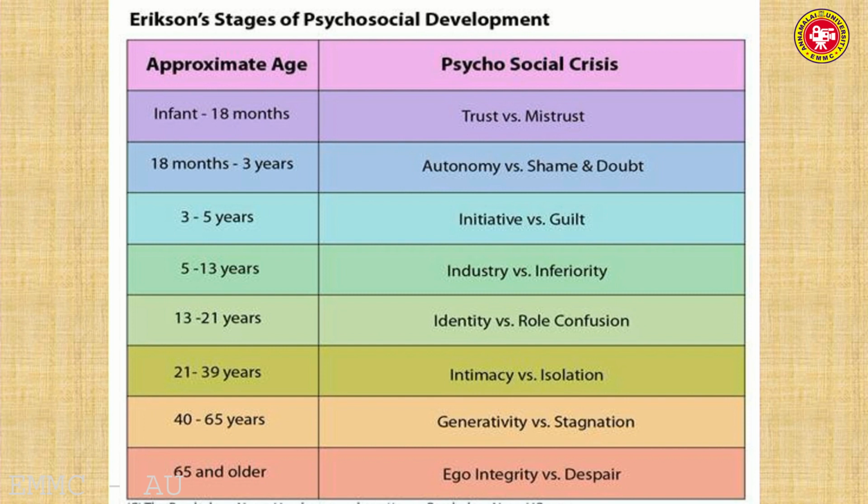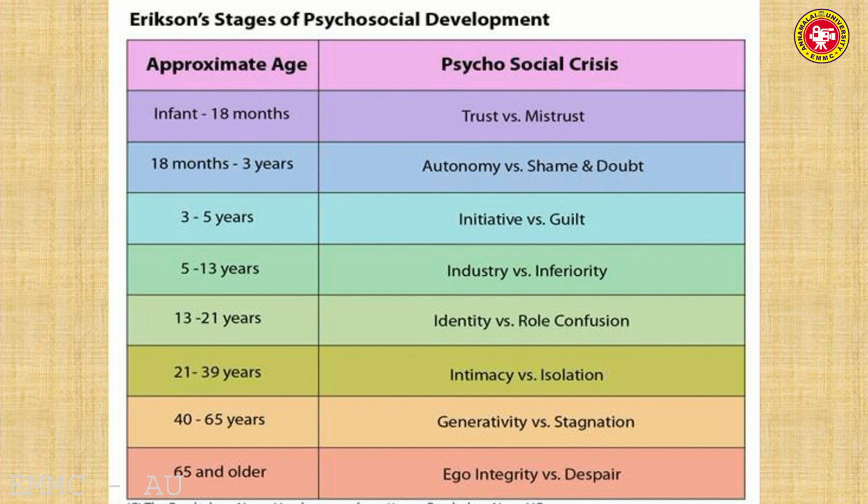Under the first stage, from infancy to 18 months, the psychosocial crisis developed is trust versus mistrust. Next, the second stage, 18 months to 3 years. Here the social crisis developed is autonomy versus shame and doubt. 3 to 5 years, here the crisis is initiative versus guilt. 5 to 13 years, the psychosocial crisis developed is industry versus inferiority.